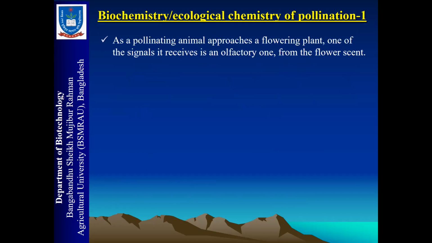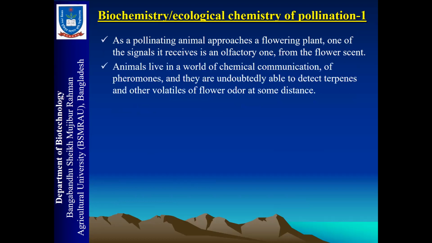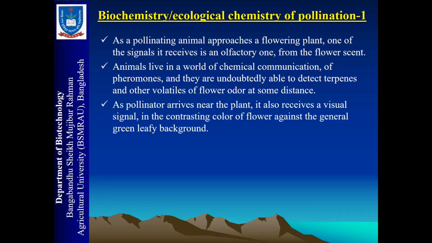So as a pollinating animal approaches a flowering plant, one of the signals it receives is an olfactory one from the flower scent. Animals live in a world of chemical communications of pheromones, and they are undoubtedly able to detect terpenes and other volatile compounds from the flower odor from some distance.